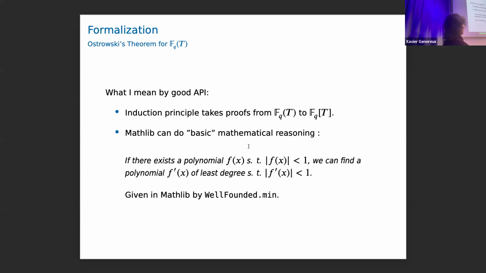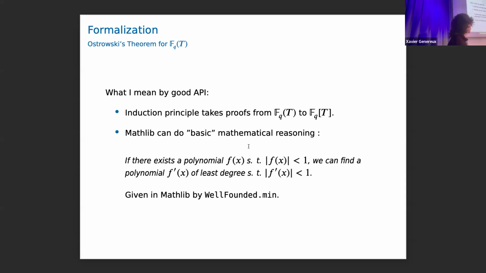Something else that I thought was kind of cute. I had a situation where I needed to get this polynomial. What this says is, if there exists a polynomial f of x with some property, here the property is that its absolute value is less than 1, then I can find f prime that has the same property but has least degree. So it's kind of minimal in a sense. And I would say, well, this is kind of obvious on paper. How do I do this in Lean?